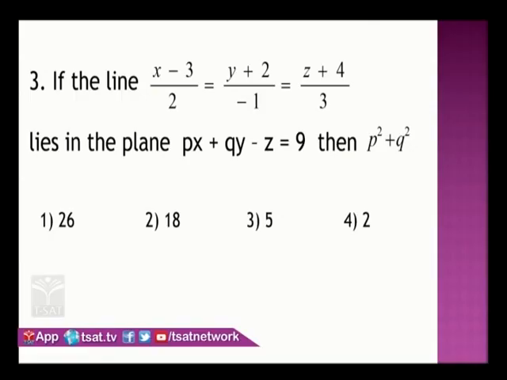Let us go to the next problem. If the line (x minus 3) by 2 equal to (y plus 2) by minus 1 equal to (z plus 4) by 3 lies in the plane px plus qy minus z equal to 9, then you have to find out p square plus q square.